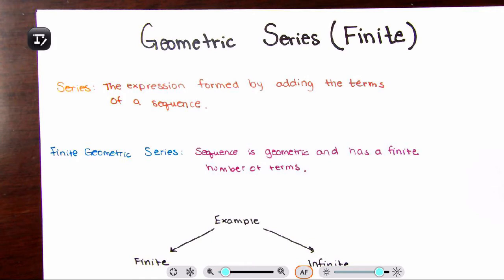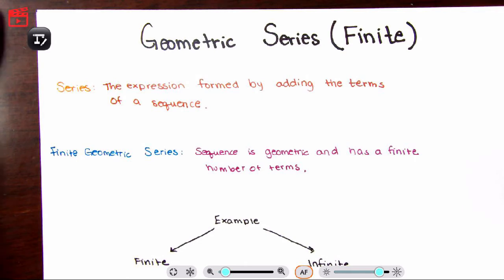All right, let's talk about series. Series are the expressions formed by adding the terms of a sequence. So let's say you have a geometric sequence and we want to add all of the terms together. In this case, we're doing finite, meaning there is an ending to that list of numbers. So we know that there's a first number that we're adding, there's a last number that we're adding, and adding all of them together is the series. Now, the finite geometric part just means that those numbers in that sequence have a pattern and each number gets multiplied by a common ratio.